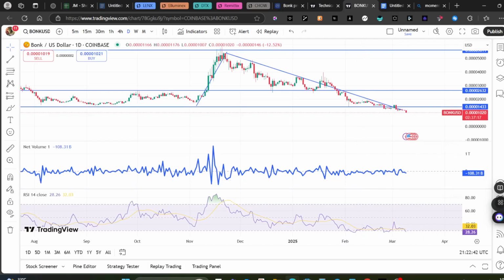So to sum it up, the net volume indicator is a great tool for understanding market sentiment and detecting hidden buying or selling pressure. By helping you see the true momentum behind price moves, it gives you an edge in identifying trends and potential reversals.